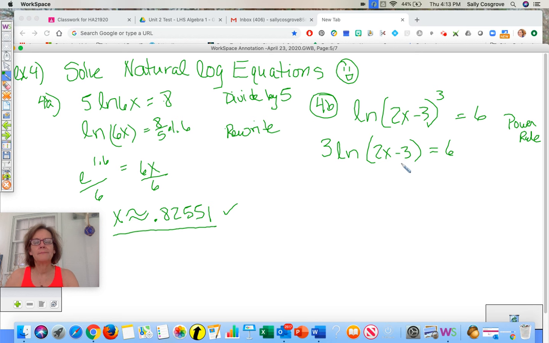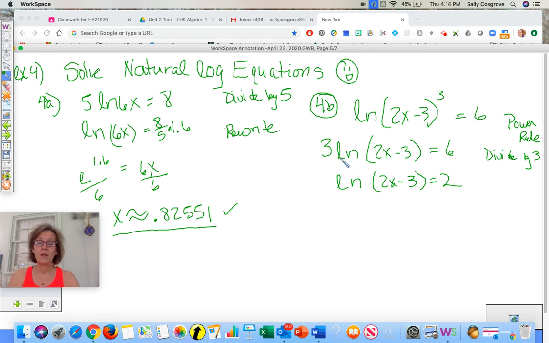So now what? Well, what did we do over here? We were trying to work our way down to isolate the x, and that's what we're going to need to do here. Let's divide both sides by 3. Divide by 3, and I have the natural log of 2x minus 3 equals 2.